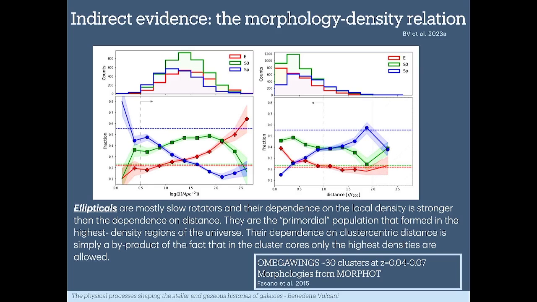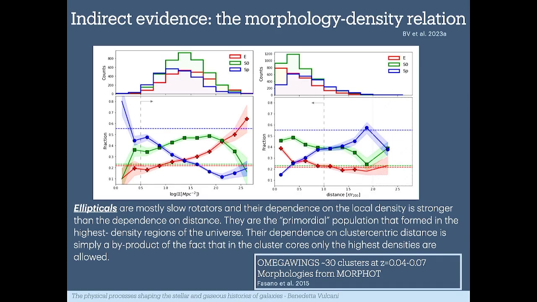Another example can come from the morphology-density relation. We know since the 80s, Dressler showed us this morphology-density relation that we recently revisited. So we have here on the left the morphology-density relation. Red colors are elliptical galaxies, green S0 galaxies, and blue spiral galaxies. We really see the typical trend, what we all know. And on the right, we have the same relation as a function of distance. Elliptical galaxies have a strong dependence on the local density and no dependence on distance.